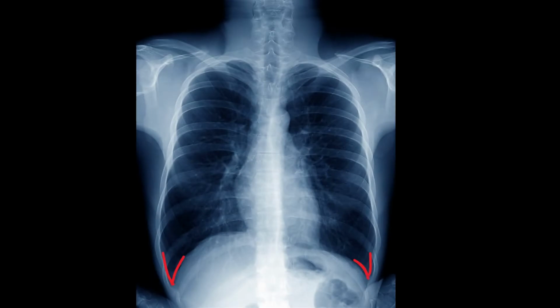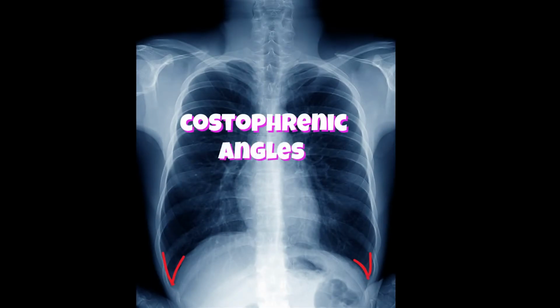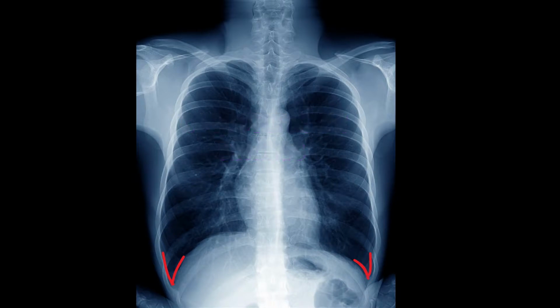The next step is to identify the costophrenic angles. They are located between the diaphragm and the chest wall. They should appear well defined, and they should also appear quite sharp. It's important to comment on the diaphragm, and you can identify that the right hemidiaphragm is higher compared to the left. You may see the presence of a gastric bubble underneath the left hemidiaphragm, and this is entirely normal.